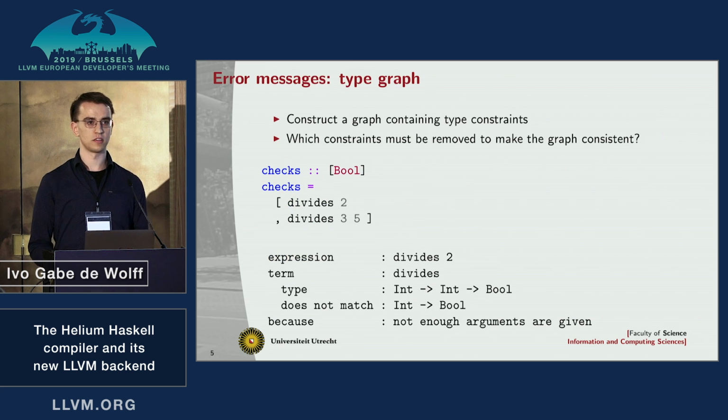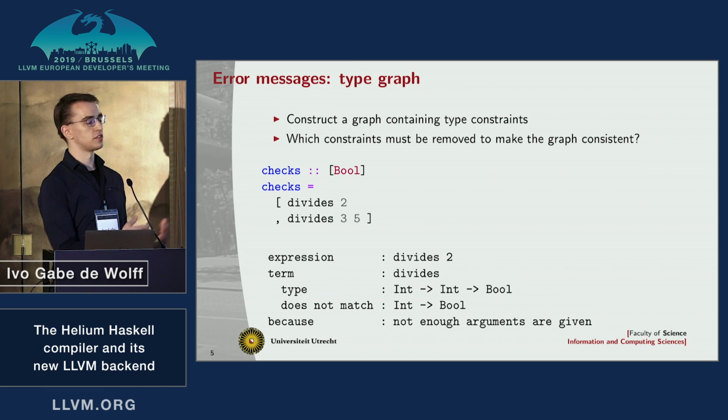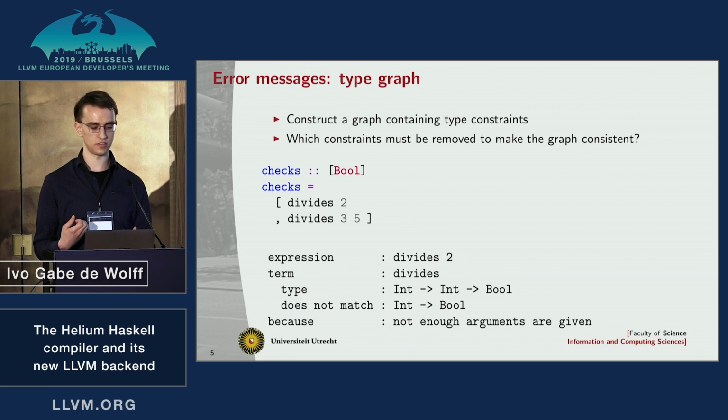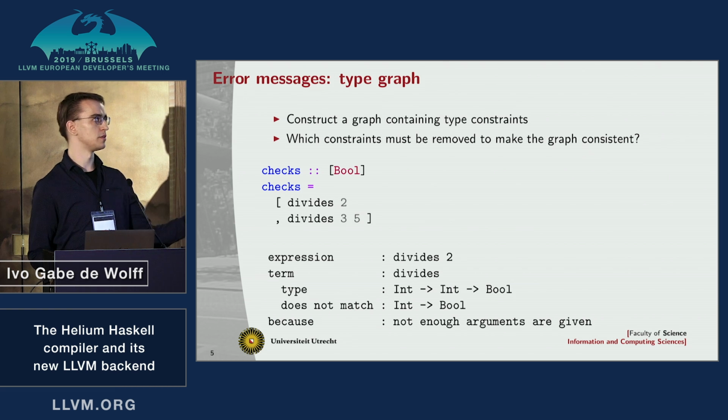So these features like polymorphism and partial application can make it harder to give good error messages. And that's also the main research topic for which we use the compiler in Utrecht. For instance, if you look at this piece of code, we were trying to write a list of bools, but we forgot to pass an argument to the divides function. And it's not a problem that we did not pass that argument, as it might be intentional to partially apply the divides function. But here we get a type error because we annotated the function saying that it's a list of bools, not a list of functions.